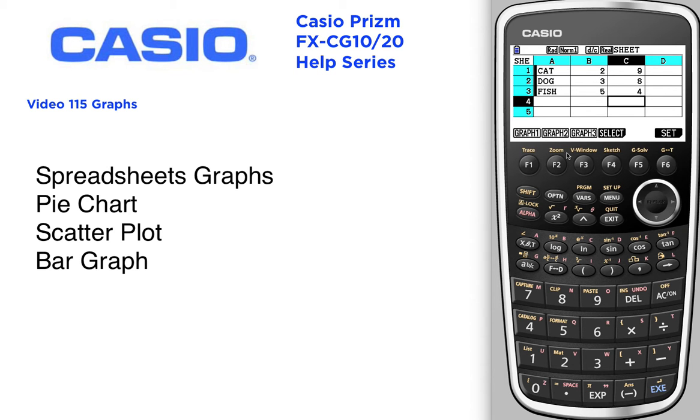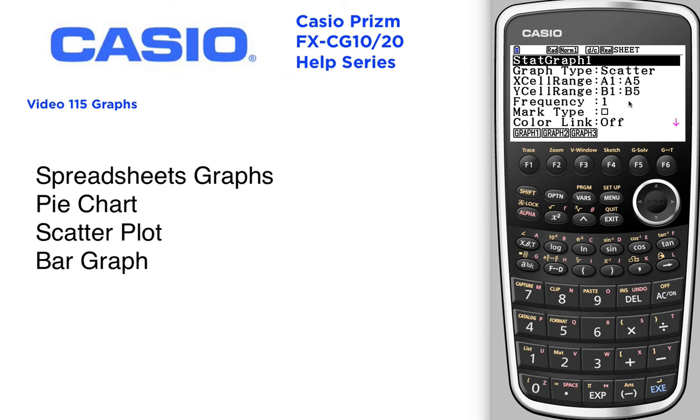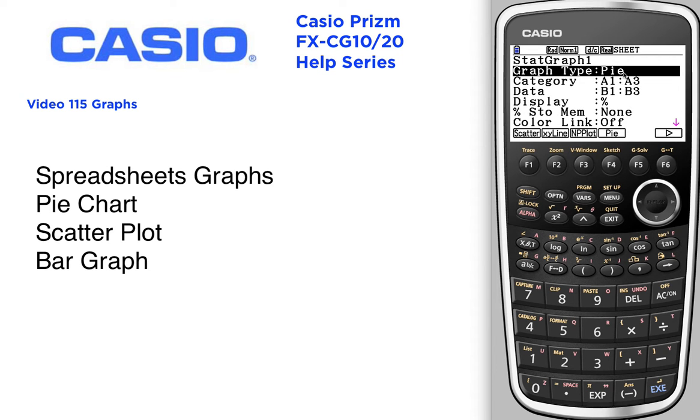So we'll go into graph. I'm going to set up the first graph. Graph 1 will be set up as a scatter plot in this case, but we want to change that to a pie chart. I want to go from A1 to A3 as my categories, and my data is coming from B1 to B3. It's going to be displayed as a percent. You could actually display it as data itself.